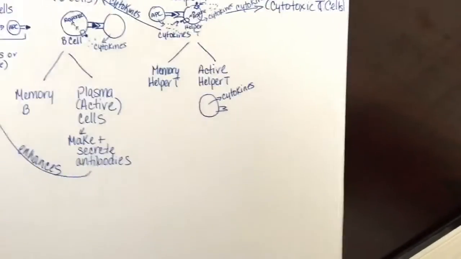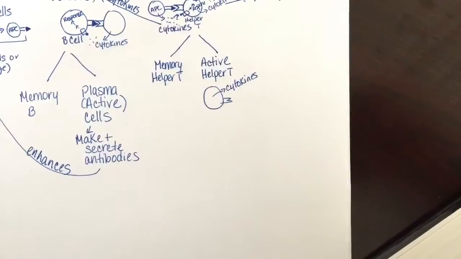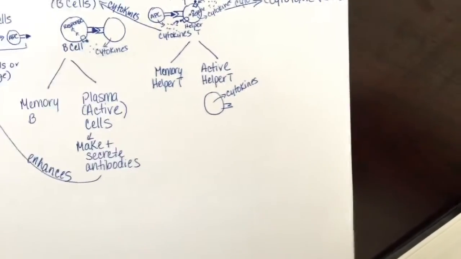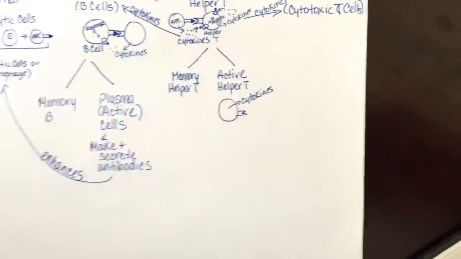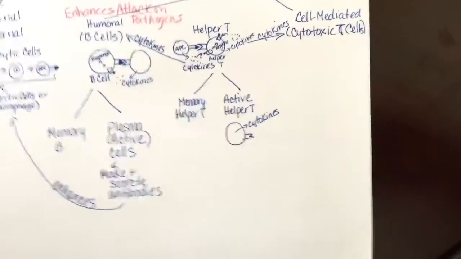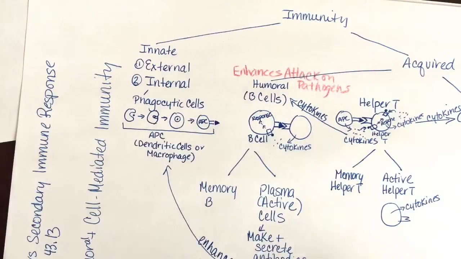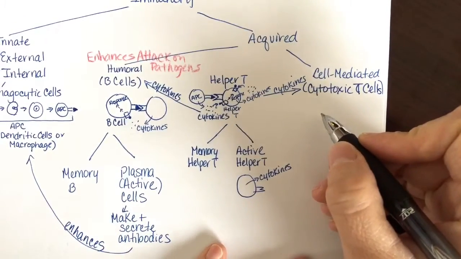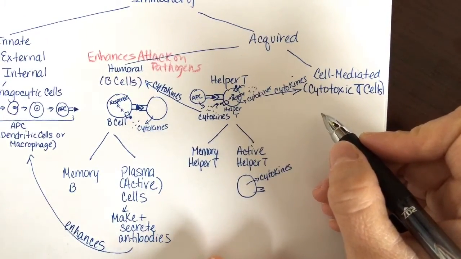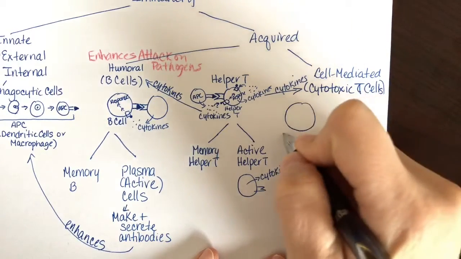for the target cell to go through apoptosis, it has to be stimulated, and it has to have the T cell bind to it. So it has to have the cytotoxic T cell bind to it, as well as the perforin and so on. So let's go ahead and draw that. And so your infected cell is going to be displaying the antigen. So here's your infected cell.